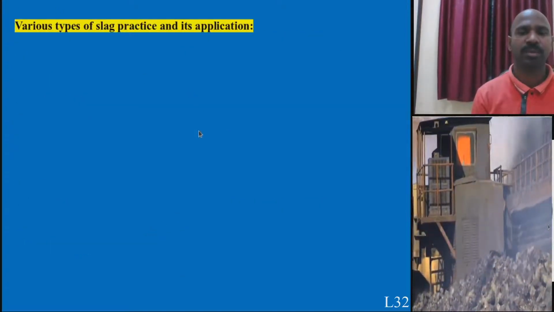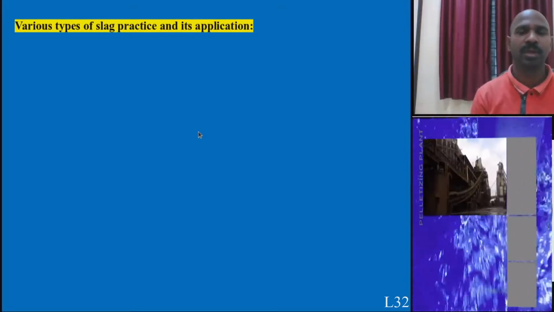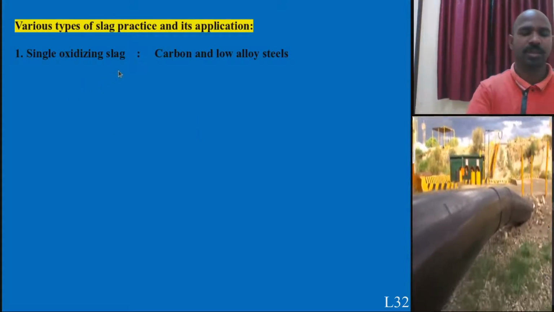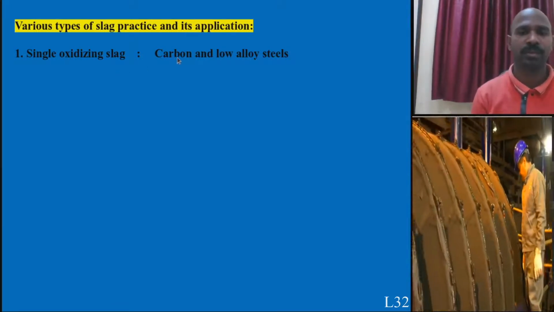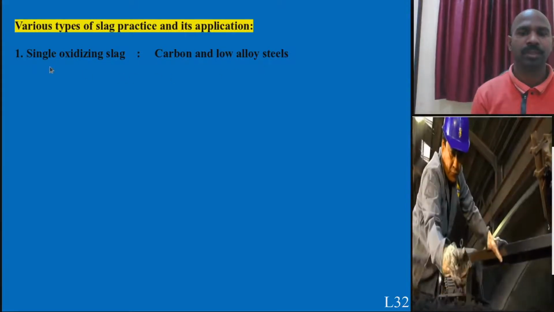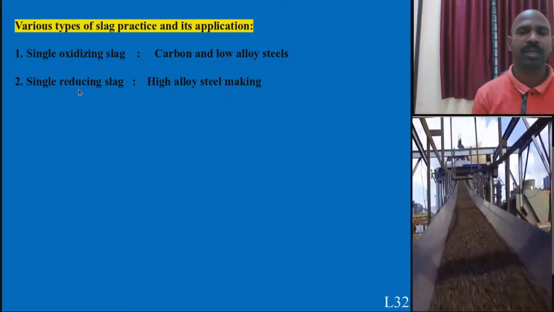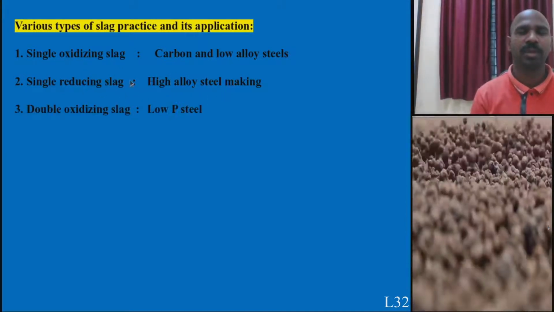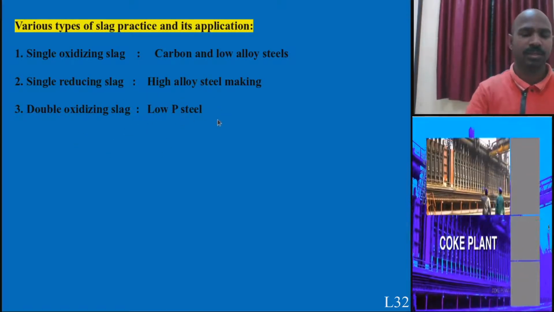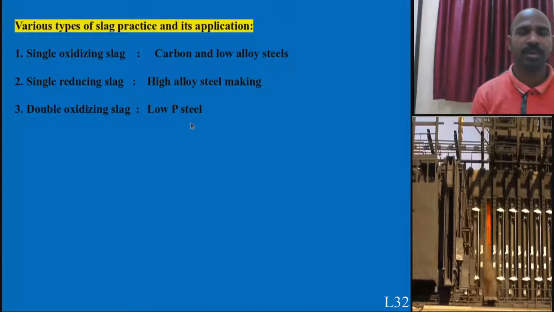There are various types of slag practice to produce different types of steels. For example, if single oxidizing slag is practiced, plain carbon steels and low alloy steels are produced. To produce these, you prefer this slag route, and to produce the alloy steels, you choose the single reducing slag mode. If you want to produce low phosphorus steel, based on the requirement of the client and industries and its application, you go for the double oxidizing slag.